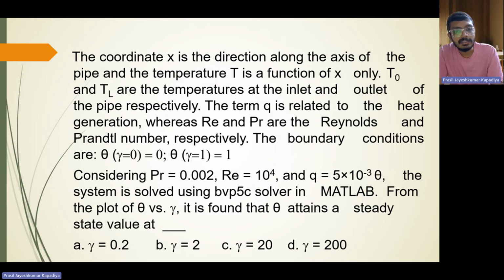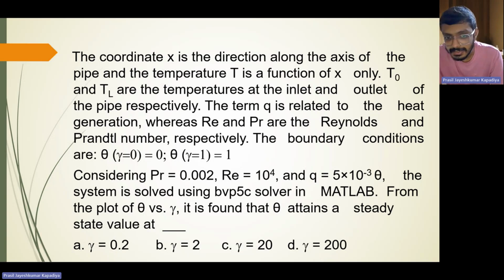The coordinate x is the direction along the axis of the pipe. So it is varying with the axis of the pipe, and the temperature T is a function of x only. T0 and TL are the temperatures at the inlet and outlet of the pipe respectively. So T0 is the temperature at inlet and TL is the temperature at the outlet. The term Q is related to the heat generation, whereas Reynolds number and Prandtl number are the Reynolds and Prandtl numbers.